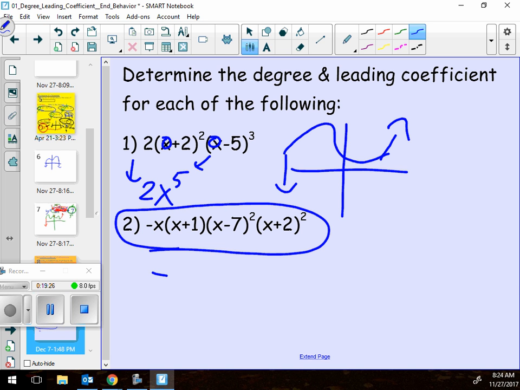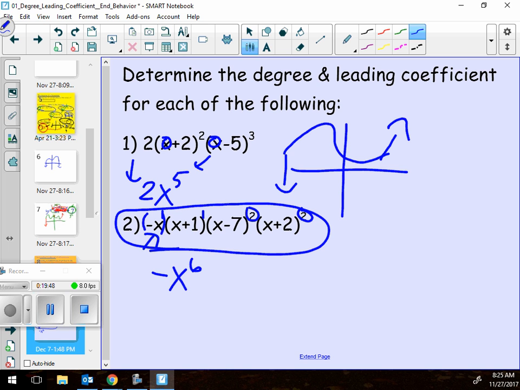Negative. I could put a 1 if I wanted to. X to the 1, 2, 3, 4, 5, 6, negative x to the 6th. Raise your hand if you had the same thing. Didn't notice that x in the front? Think of it this way: it doesn't have a parenthesis, but it's still an x in a parenthesis. You can put parentheses on it.